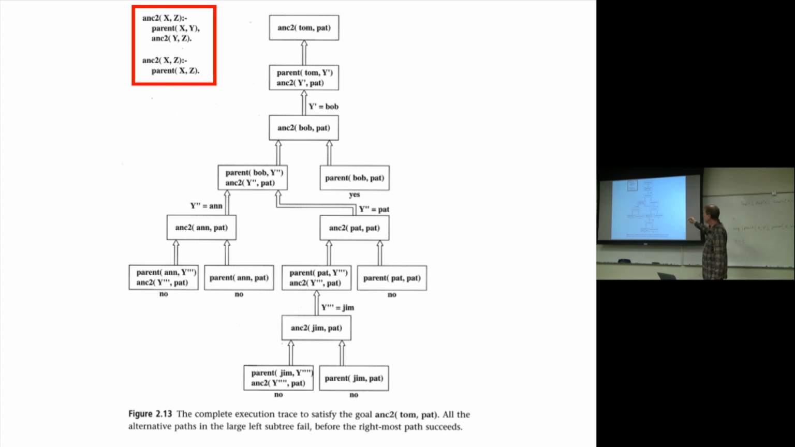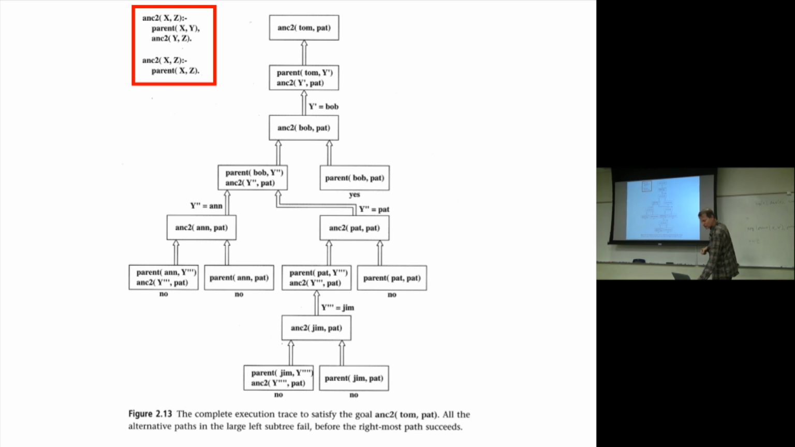But look, if you do the ancestor 2, Tom, Pat, it'll try the ancestor first, the ancestor first, the ancestor, and it'll keep trying the ancestor until it fails, and then it'll go to the parent, and then it'll finally find the parent, and then it'll go back and do the ancestor. See? It'll work, but it will be inefficient.